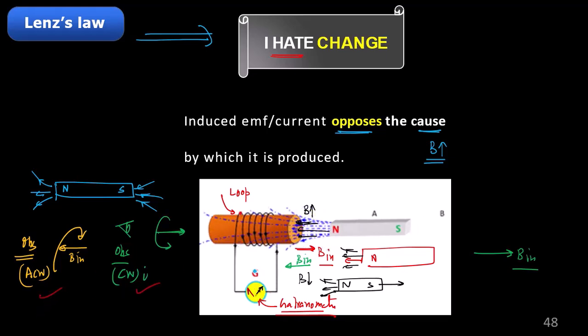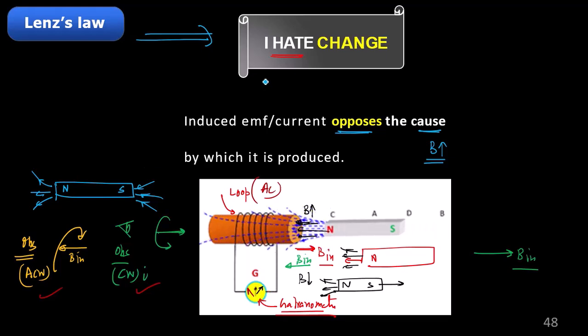In some situations, the current is moving clockwise. At some other time, the current is moving in the anti-clockwise direction. That means this type of current can change its direction. That means the current that I am going to get out of this loop is nothing but AC current. Okay, so this is the basics of Lenz's law.